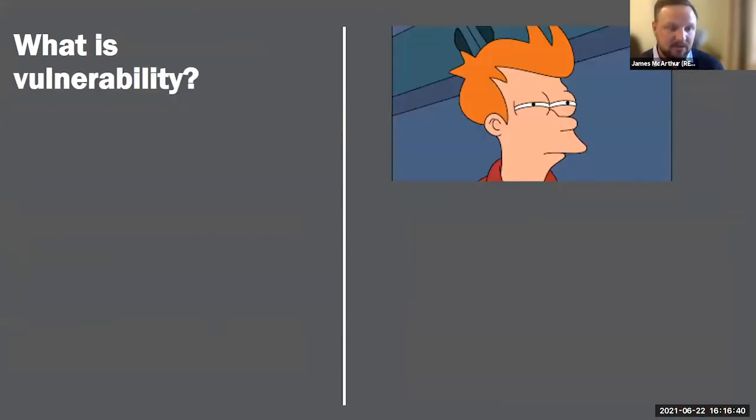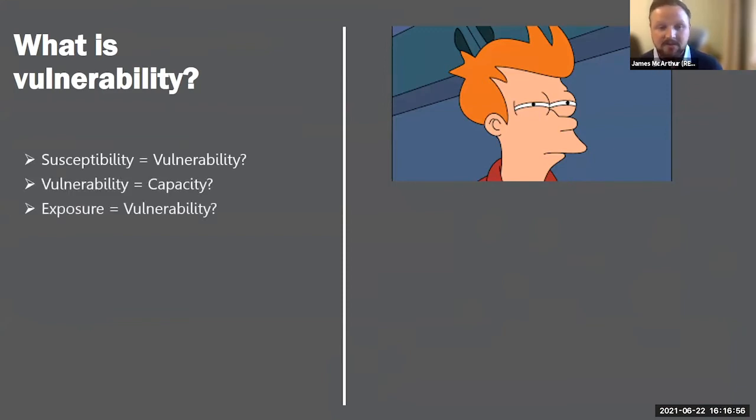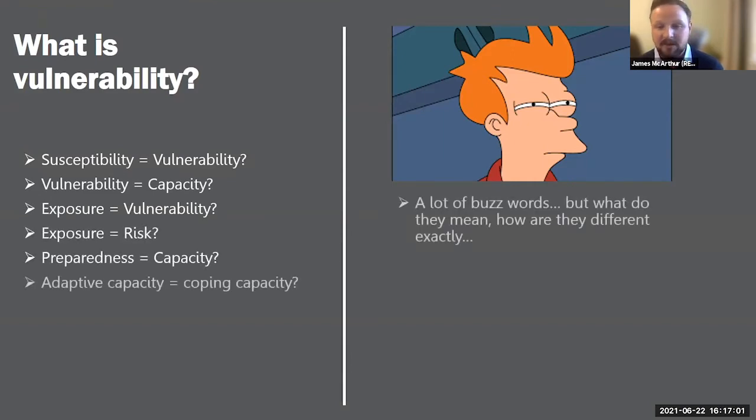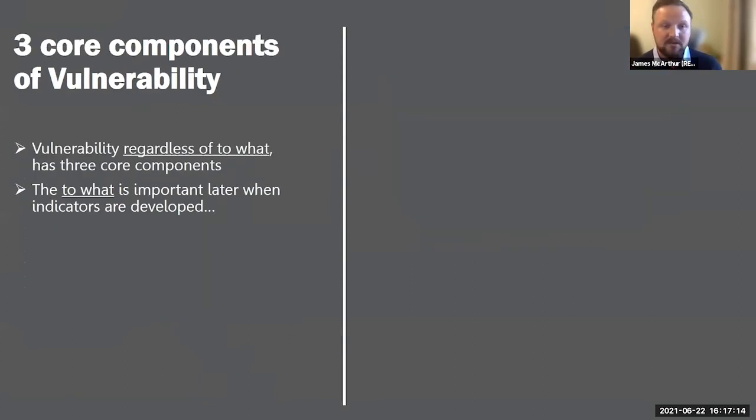But I know that vulnerability, there's a lot of technical jargon, a lot of different words in this sphere, and it can be a little intimidating or a little confusing when we start talking about susceptibility and vulnerability, or vulnerability and capacity, or exposure and vulnerability, or exposure and risk, preparedness capacity, adaptive capacity, and coping capacity. So there's a lot of buzzwords. But what do they mean, and how are they different exactly? It's obviously important to understand when talking about doing a vulnerability index.